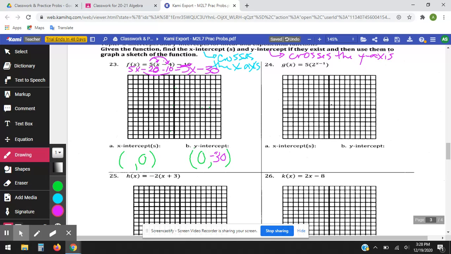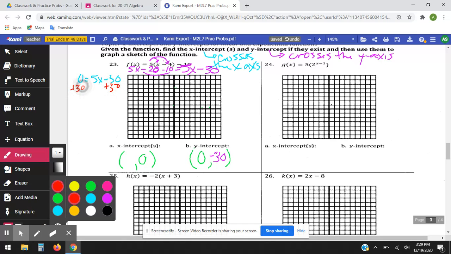Now to find the x-intercept, I need to know when y equals 0. Well, y is my answer, so I'm going to write 0 equals, and then put my equation, 5x minus 30. To undo that, I've got to add 30 to both sides. Those cancel, leaving me 30 equals 5x. To get rid of my 5, it's a multiplication, so the opposite is division. What you do to one side, you've got to do to the other. 6 equals x. So I know that my x-intercept is at 6.